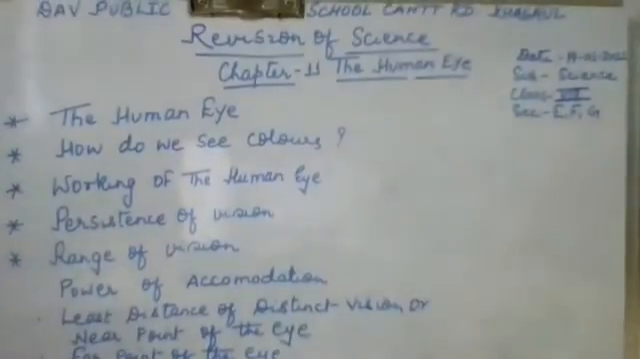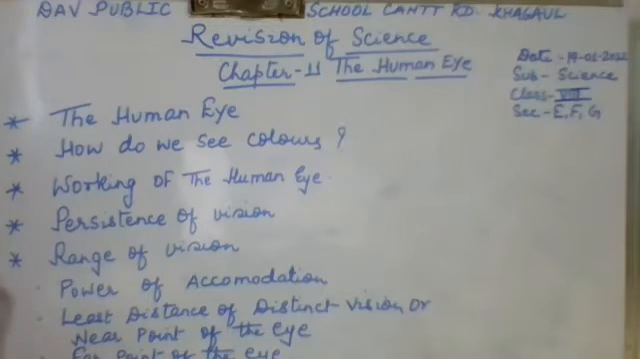Okay. Now after that, yes, the ciliary muscles hold the eye lens in position. Then after that, which is known as the screen of the eye? Retina.